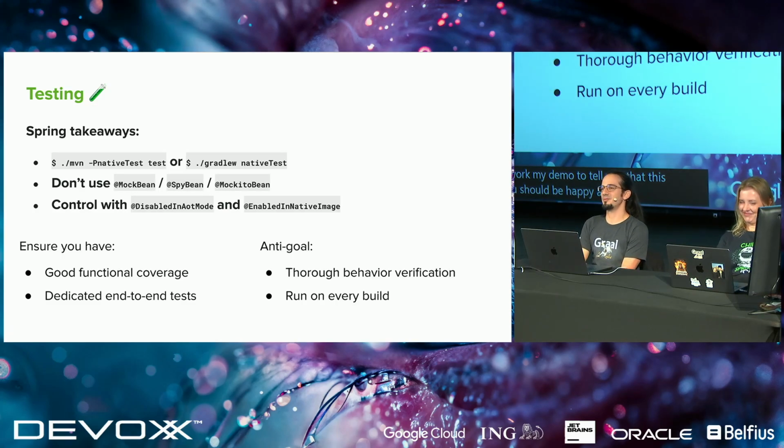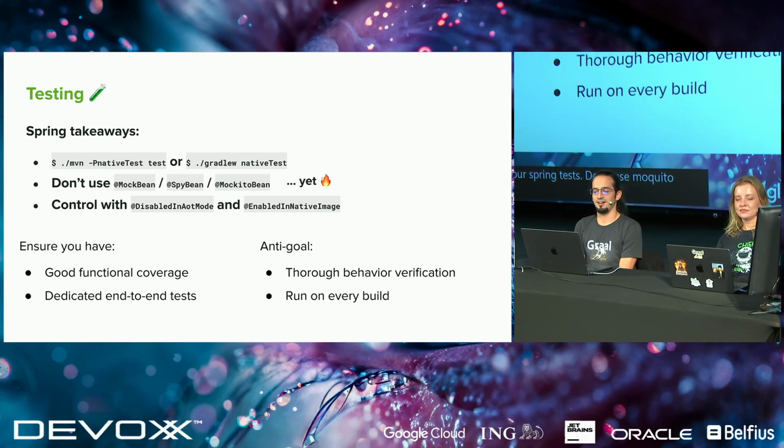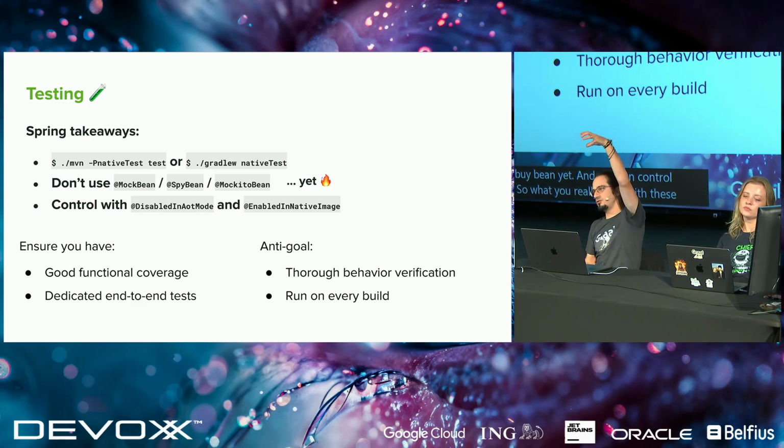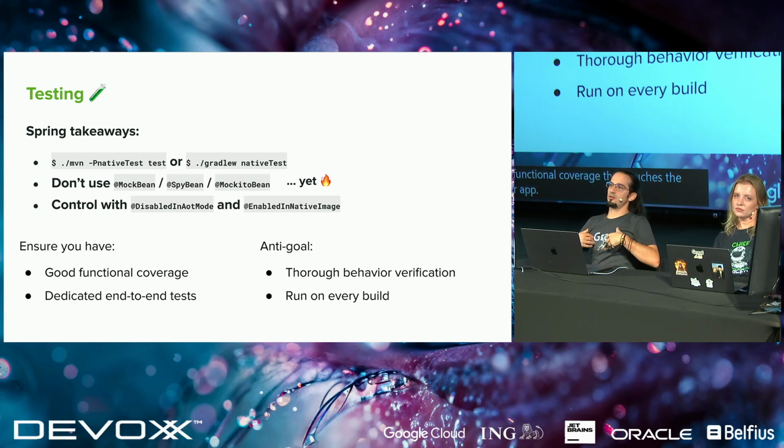So takeaways from this: you can run your Spring tests. Don't use Mockito Bean, Mock Bean, Spy Bean yet. And you can control tests in AOT mode. So what you really want with these tests is to have good functional coverage that touches the whole stack of your app and exercises everything, so that you can migrate easier and be sure that nothing's broken in the middle. Maybe you write a dedicated end-to-end test. If you're doing normal testing, you won't necessarily be doing that in native image, right?